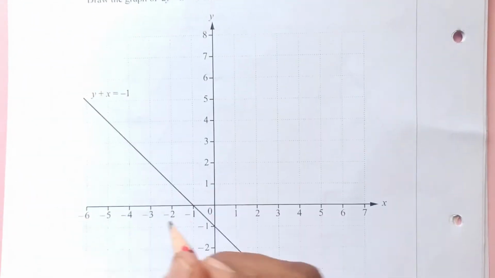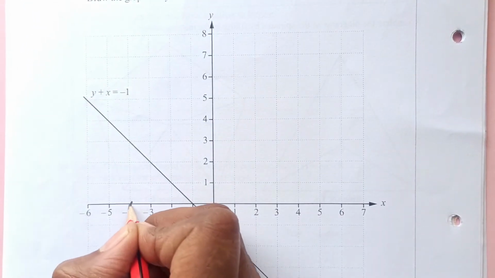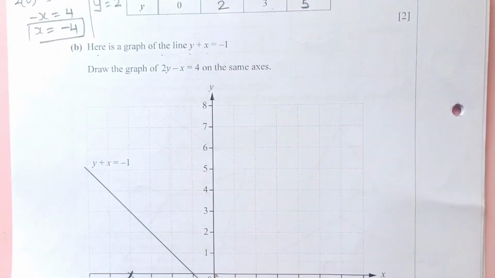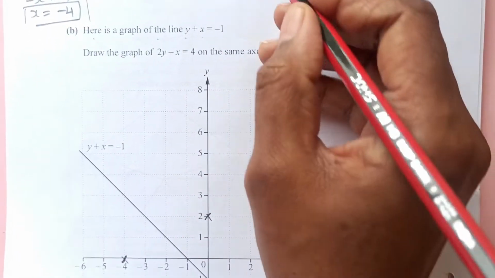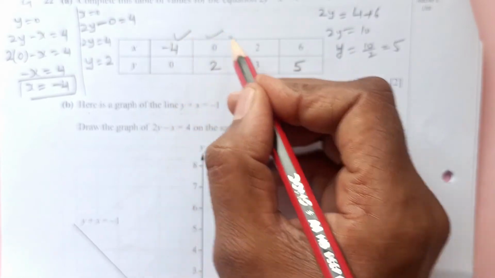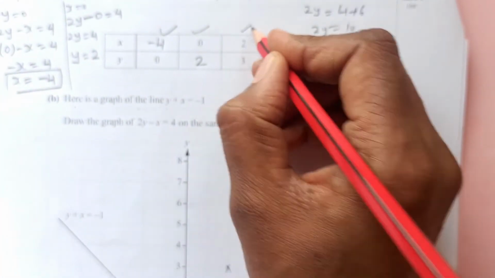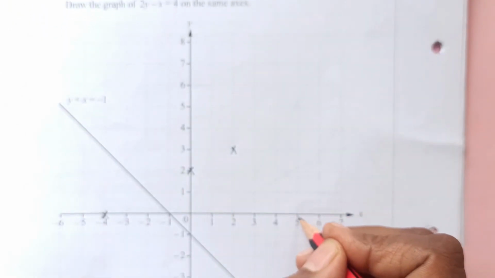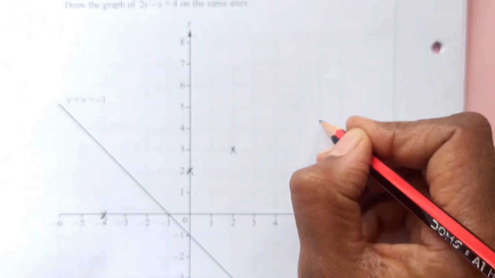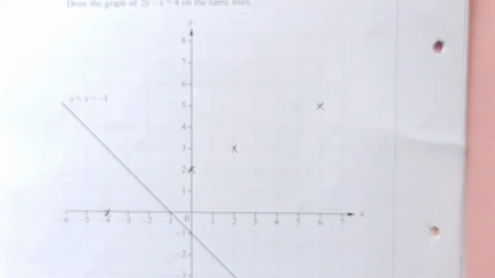So now x negative 4 and y 0. X negative 4, y 0 is this one. X 0, y 2, then this is done. X 2, y 3, and x 6, y 5. So these are the linear equations.